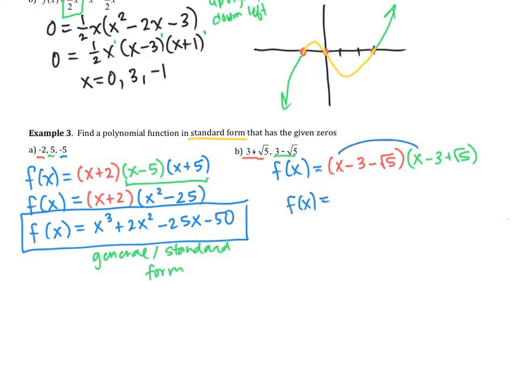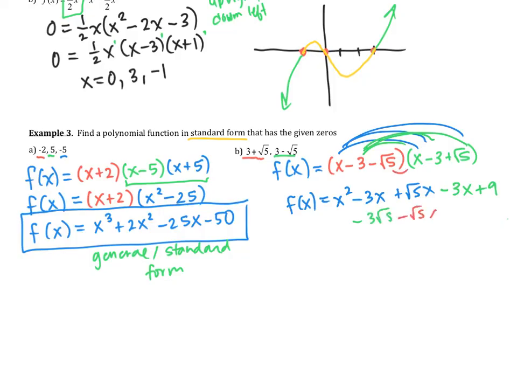So I get x squared minus 3x plus root 5 x. Then I'm going to do the minus 3, so minus 3x. Minus 3x plus 9. I'm going to continue on the next line. Minus 3 root 5. And then what's left? Minus 5 root 5 x plus 3 root 5 minus 5. 1, 2, 3, 4, 5, 6, 7, 8, 9 terms.